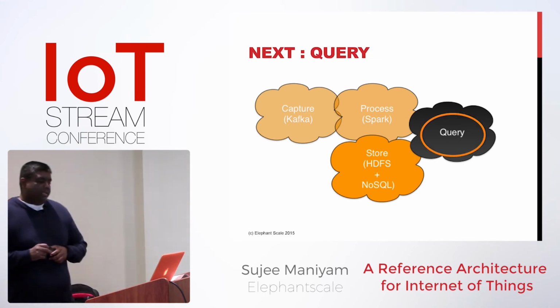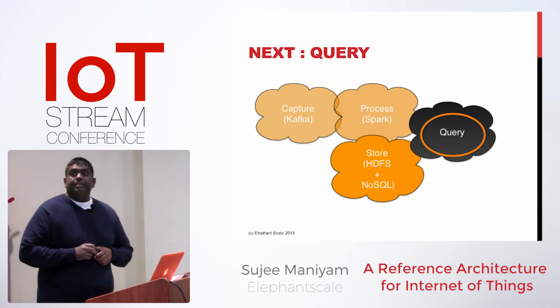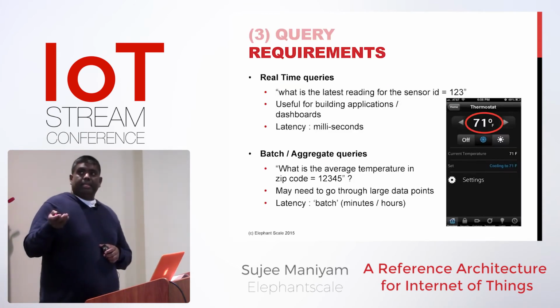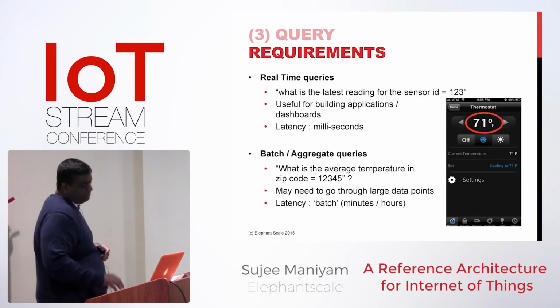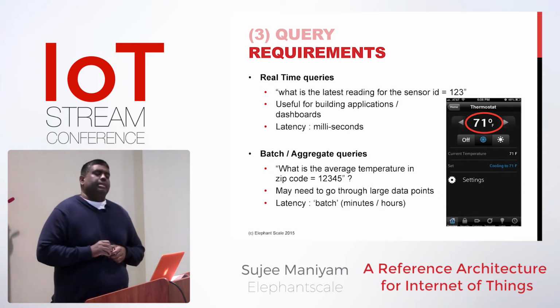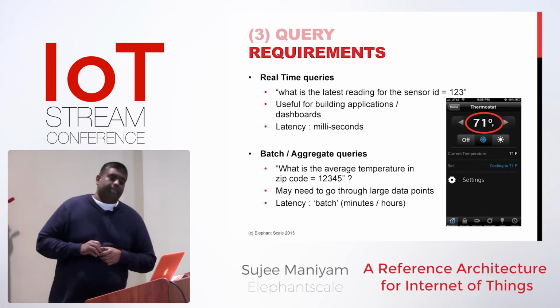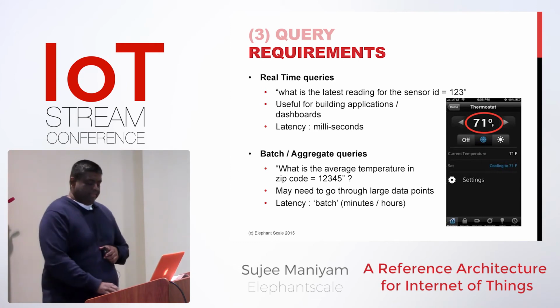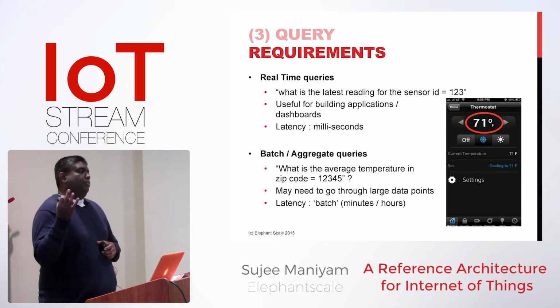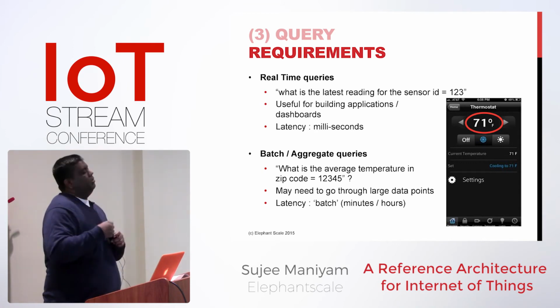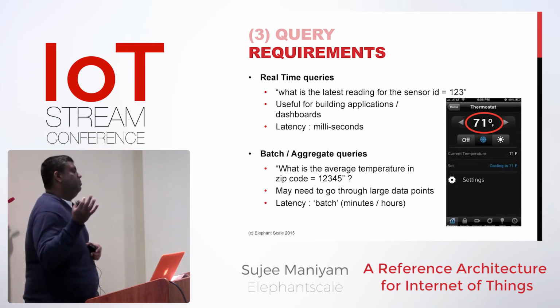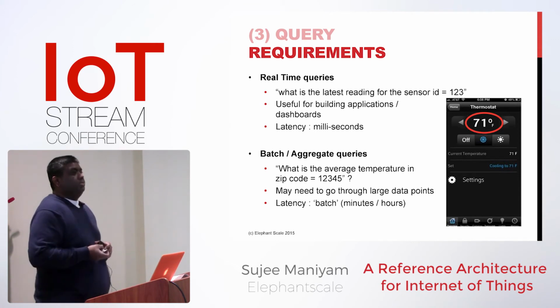All right, we're coming to the next part, query. Now that we have our data coming in, data is processed, and my data is pushed to all the storages, what kind of queries are we going to run on this? I look at queries in two segments. One is a real-time query. For example, let's say I have an iPhone app that's showing me my latest temperature. That's a real-time query. It's going to go to the system and fetch the latest temperature in the millisecond range.